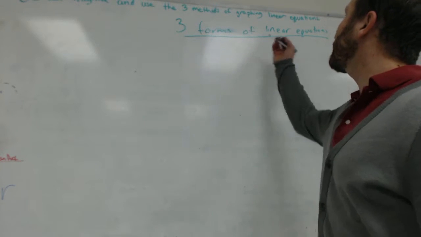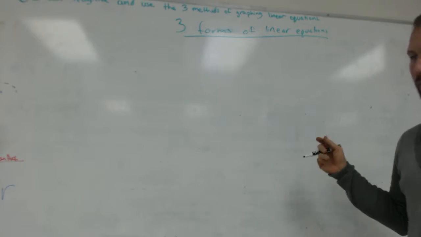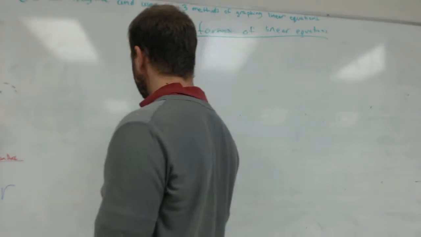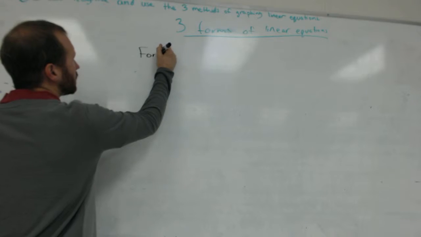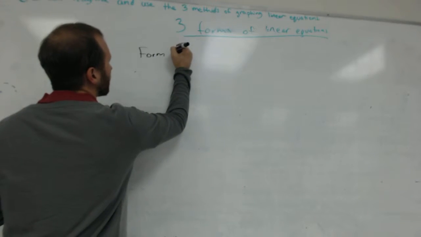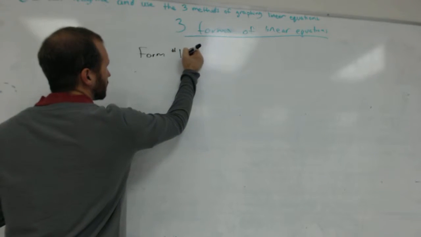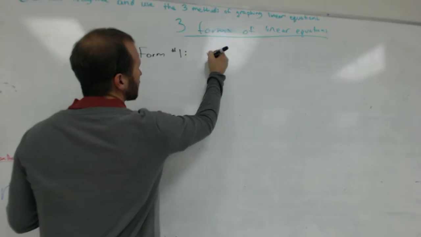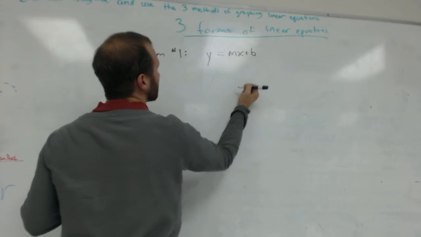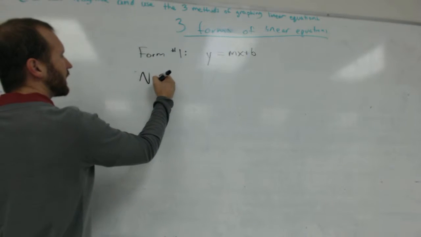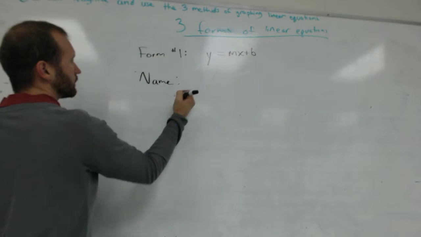Fractions. The three forms of linear equations. All right. Form number one. It's the first form we learned. Y equals mx plus b. What is the name of that form?